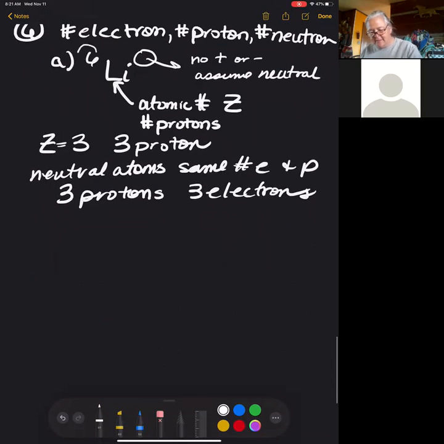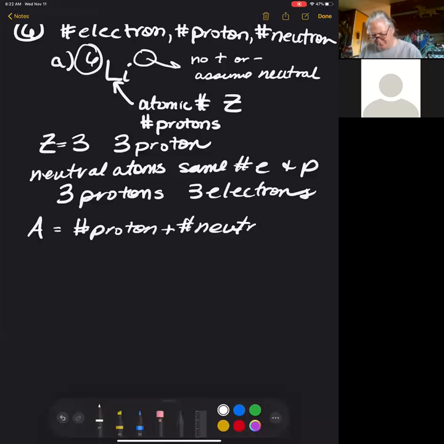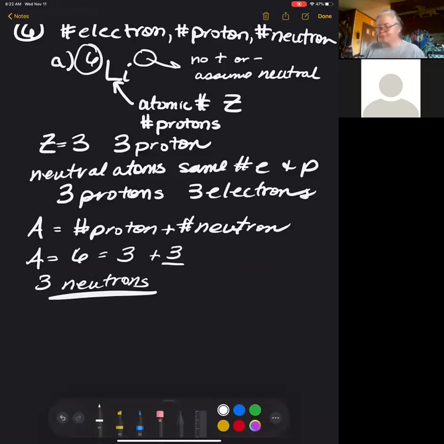Then the last thing is this number right here. That's A, that's the atomic mass number. A is the number of protons plus the number of neutrons. Okay, so if that's 6, and I know I've got 3 protons already, that means I must have 3 neutrons to get that to add up to 6.